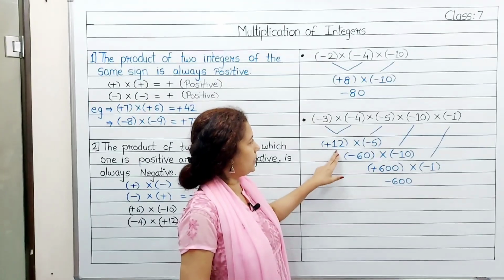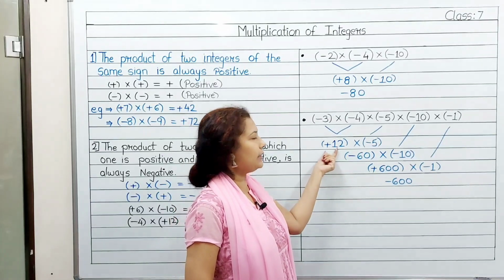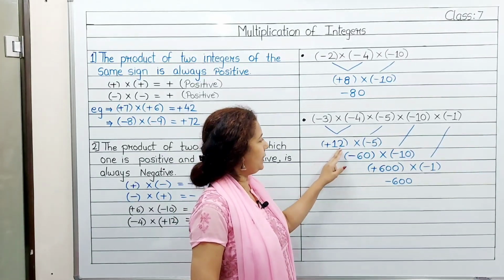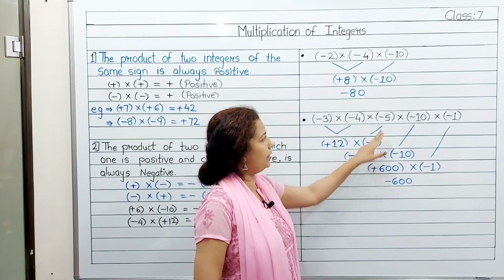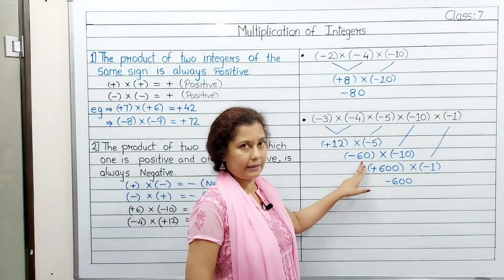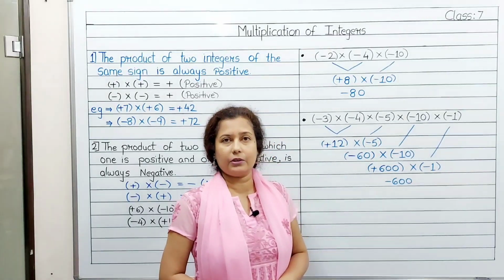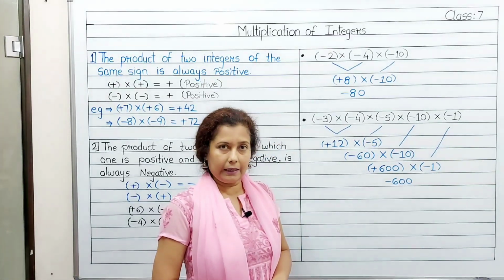3 into 4 is 12. Both the integers are negative, so the product will be positive. So plus 12. Plus 12 into minus 5. 12 into 5 is 60. One is a positive integer, one is a negative integer. So the product will be negative.